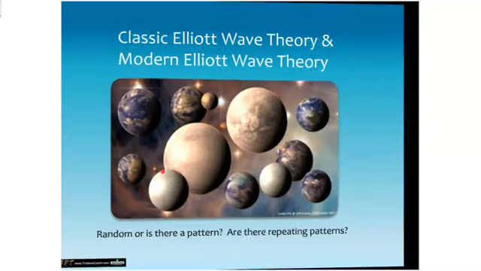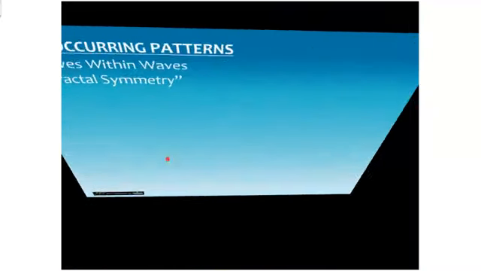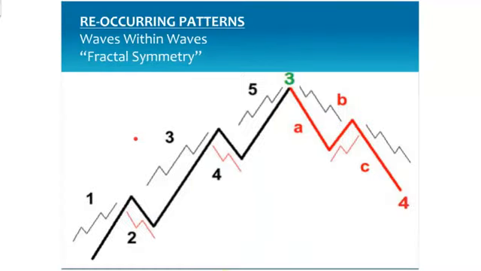Let me go one more here. We'll come back to that. Which is called fractal symmetry. And the fractal symmetry in the market, as you can see from this chart, which is the same pattern that was on the other chart, now what we've drawn is the little mini waves inside each leg up and each correction down. So, not to confuse you, but this is called fractal symmetry.